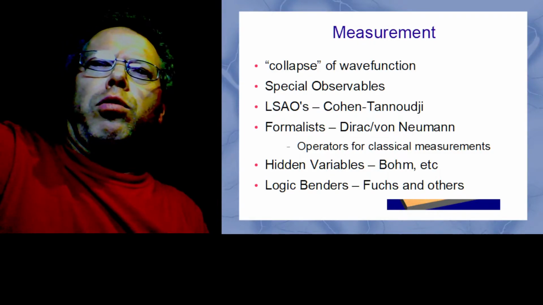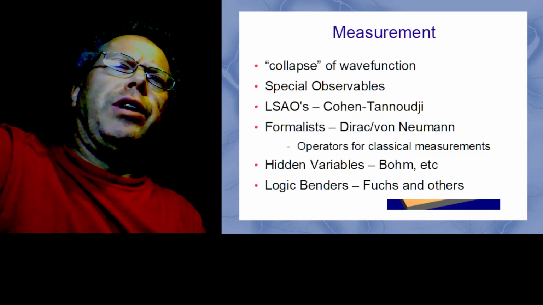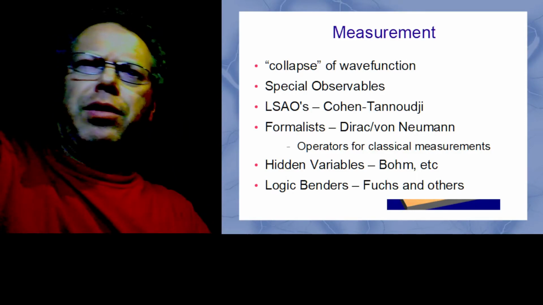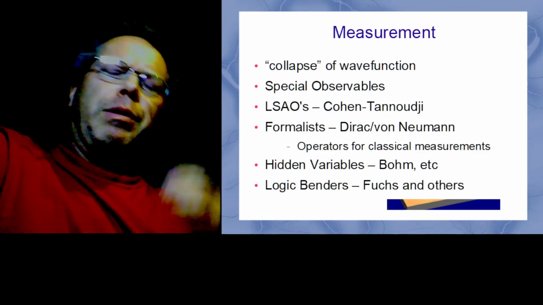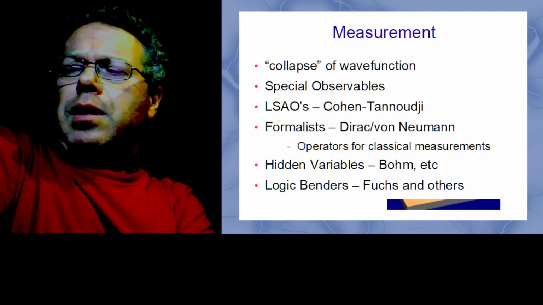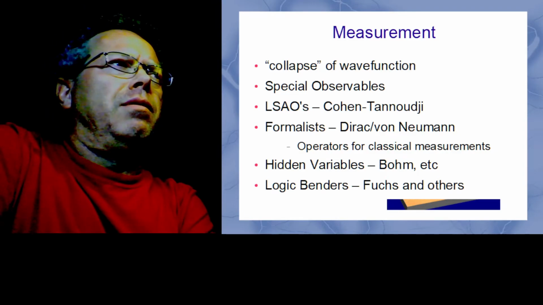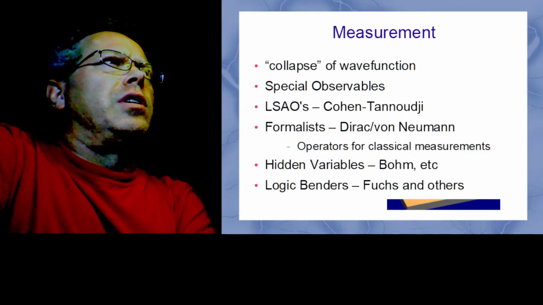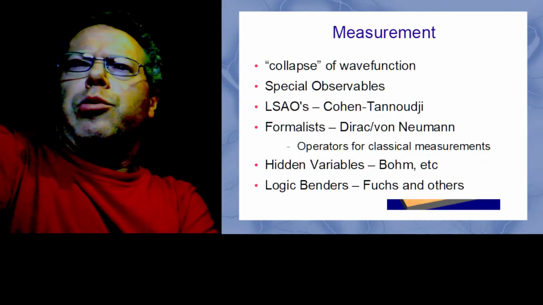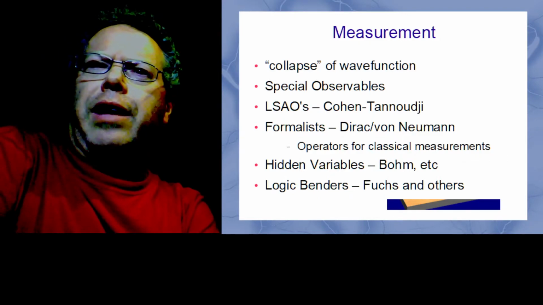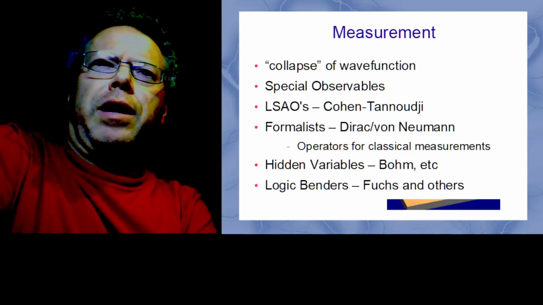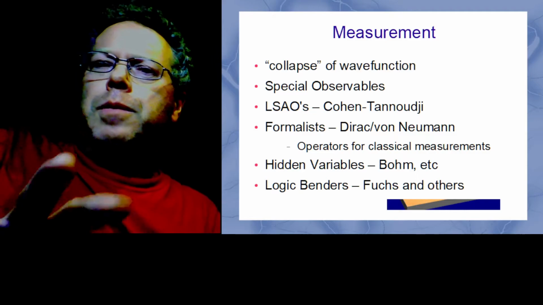Hidden variables, Bohm, and people like that tried to find ways around this to describe the particles as point-like, but described by some governing wave. And then there are people who mess with the idea of what logic means itself, like Bayesian methods and fractional logic values, things like that. One of my graduate classmates, Chris Fuchs, is known for this approach. I don't buy it at all, so I'm not going to talk about it.